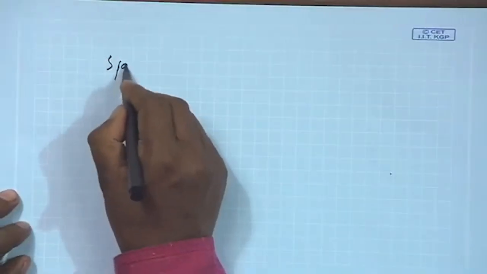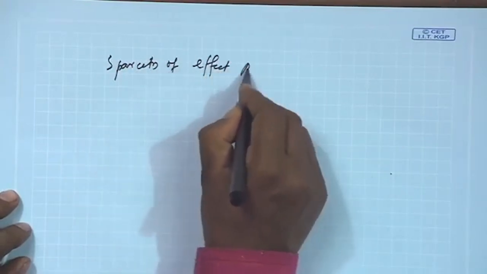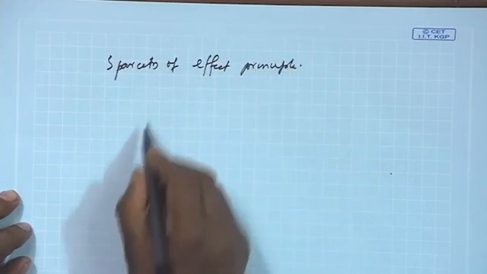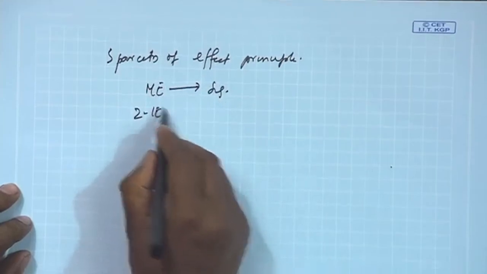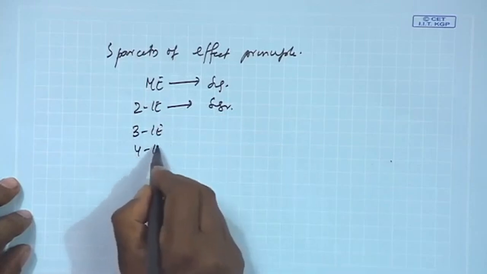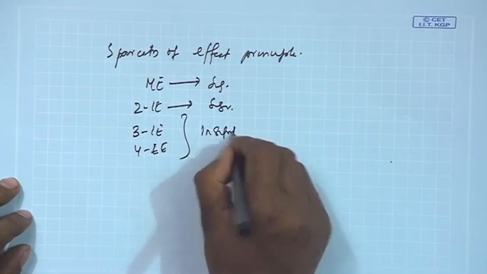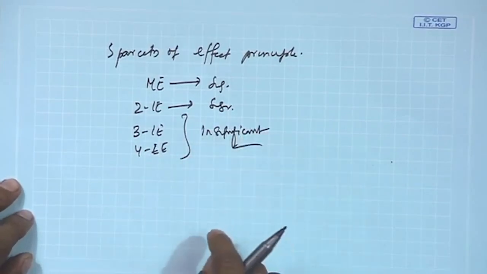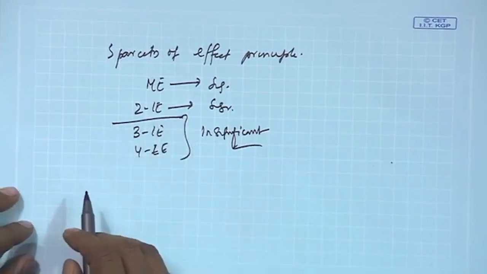Then what is the way out? The way out is the sparsity of effect principle. What does it mean? Main effects usually become significant. Maybe two-way interaction effects may also be significant, but three-way and four-way interaction effects may be insignificant. So, you do not require to compute all the effect parameters.